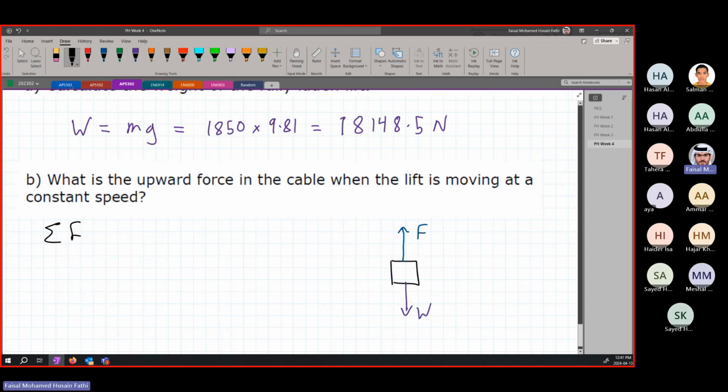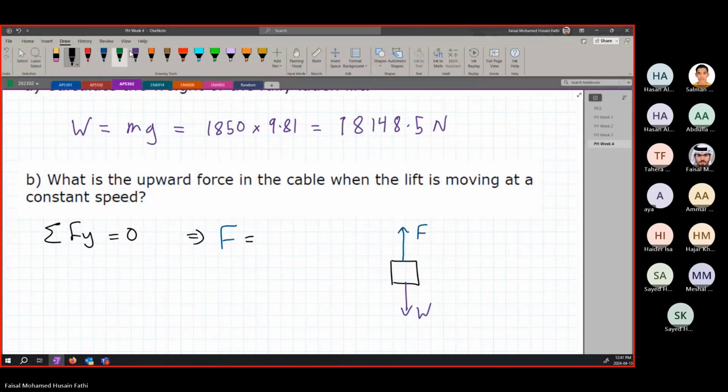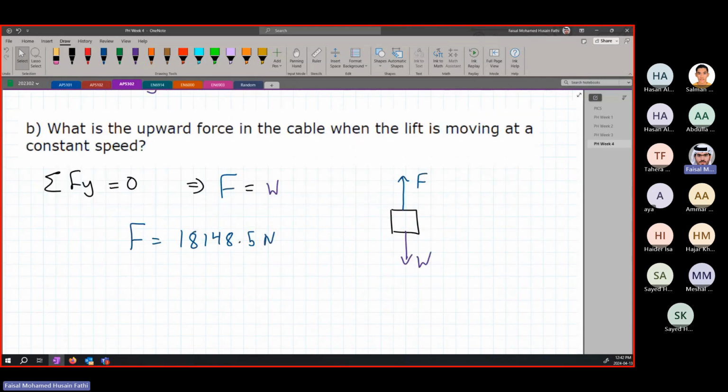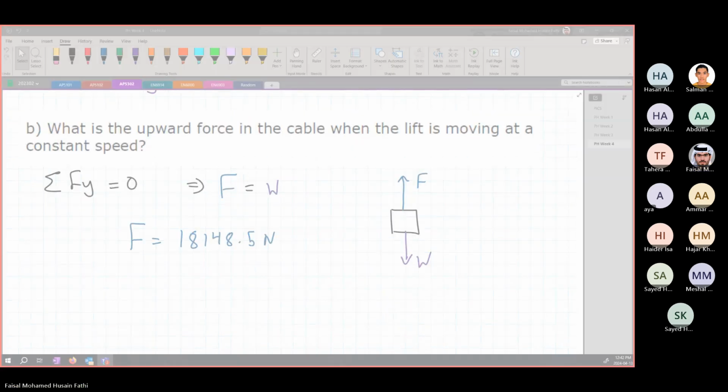Sigma F_y equals 0, so F is going to be equal to the weight. So the force is simply equal to 1814.5 newtons as well. Okay? So we know that the force here is 1814.5 newtons, like we did earlier.